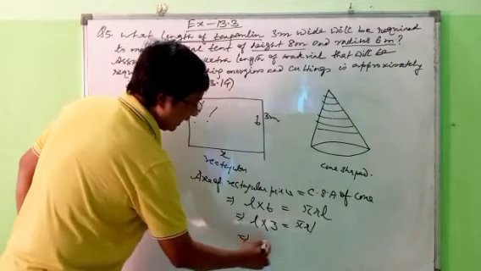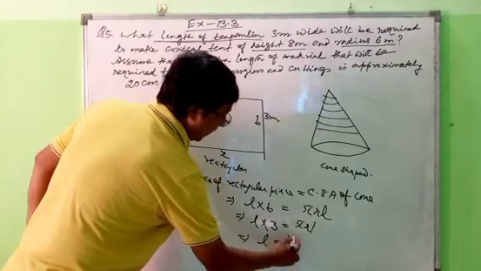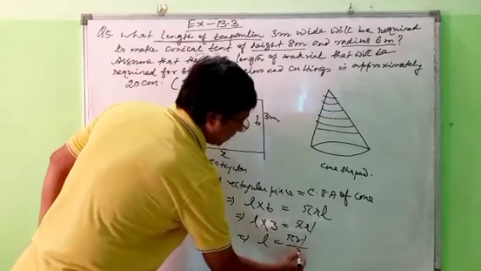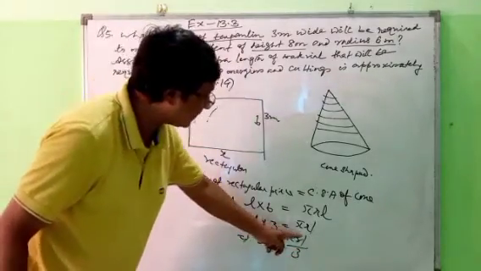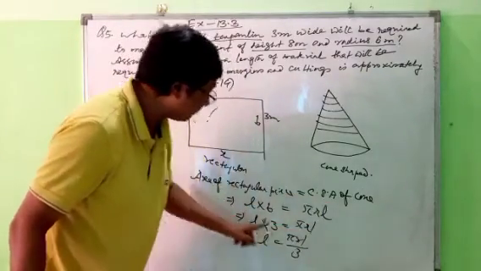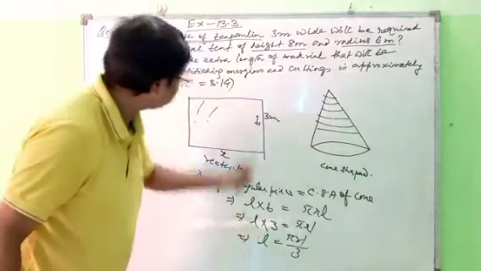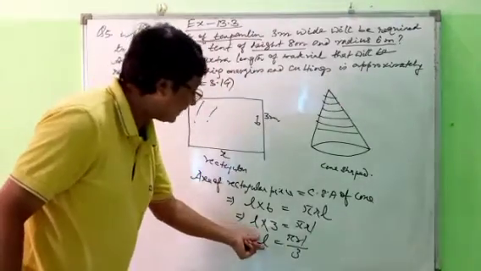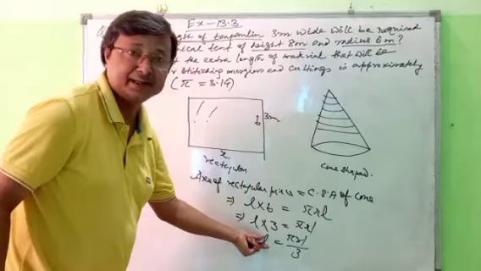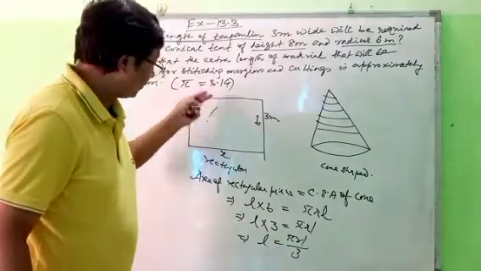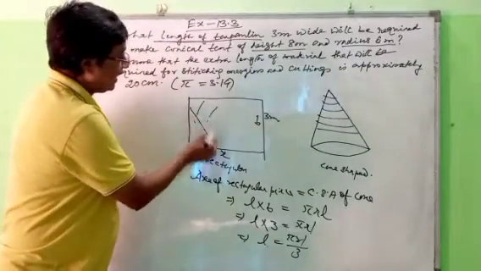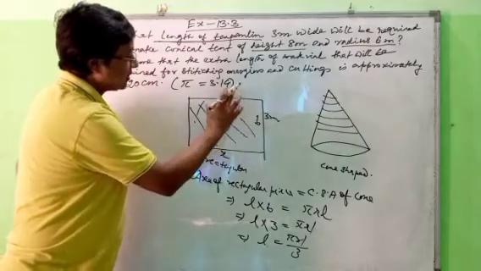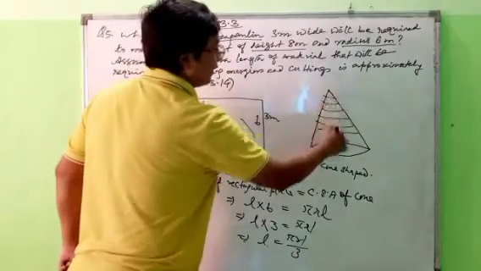So how to get the length? Length equals pi r l divided by 3. That means the curved surface area of the cone divided by the breadth. That gives the length of the tarpaulin that was used. This was the length of the tarpaulin cloth that was used to make this conical tent.